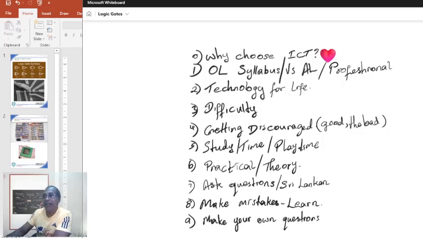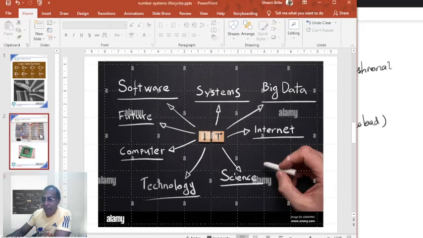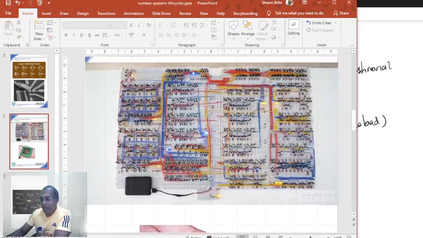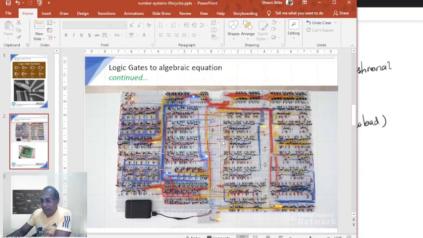Okay, so practical and theory in ICT, there are a lot of practical things. Theory would be, I would say, logic gates, but you can convert that into practical. For example, if you take this logic gate, this is a 4-bit logic gate. Now, one person actually sat down and built a calculator using purely transistors. Now you can do that.